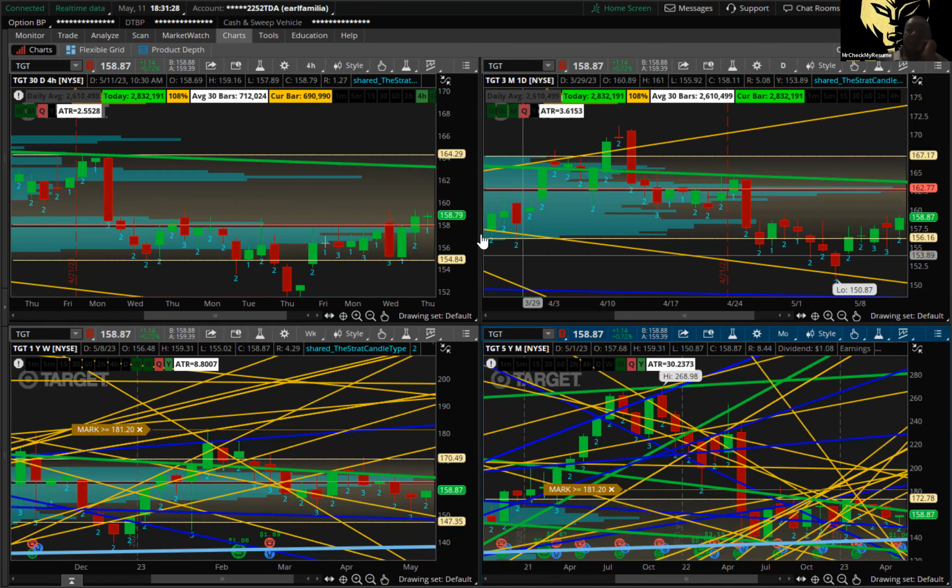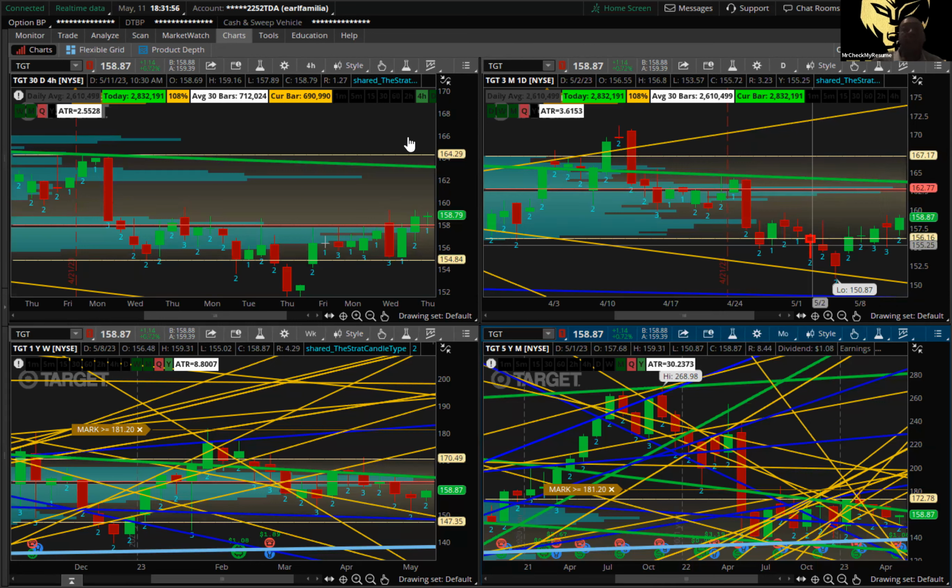Target inside 4 hour. What do we got? I mean, this Target looks good. It looks solid. Clean touch off the BF. I don't even have that BF drawn, but I don't think it matters. Yeah, this one's pretty straightforward. You know me, how I feel about the outside bars. Looks like price was just strong as hell today.